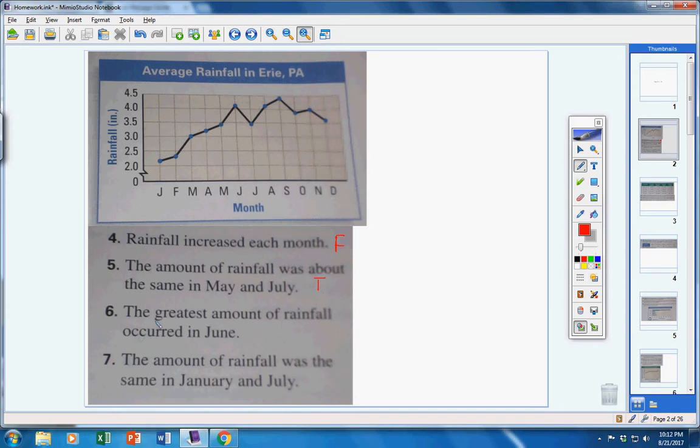Number 6, the greatest amount of rainfall occurred in June. Well, let's see. Here's June. But there's a point that's actually higher than that point. It's right here. So this statement for number 6 is false. The greatest amount of rainfall occurred in September because that's the highest point on the graph up there. Number 7, the amount of rainfall was the same in January and July. Well, that's not even close to being true. Here's January. Here's July. So that's false.